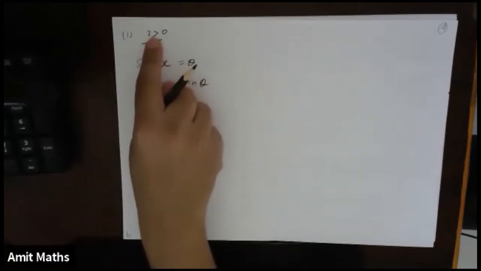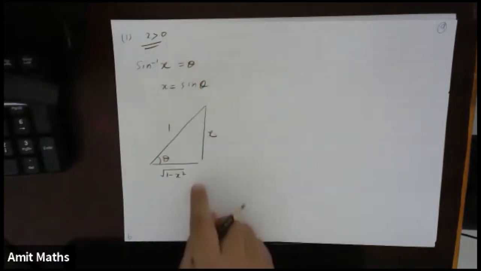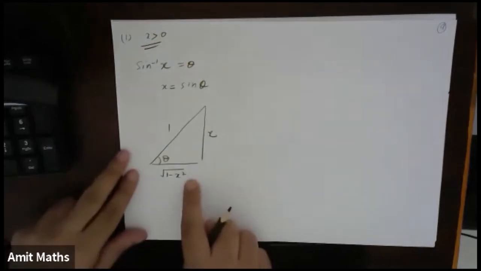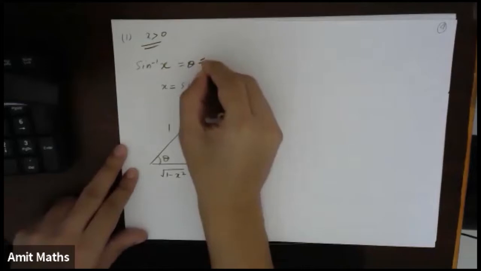It is understood that x will be less than 1, otherwise you cannot take sine inverse. Okay, so we got this. Now if theta is sine inverse x, theta can also be written in terms of cos inverse.